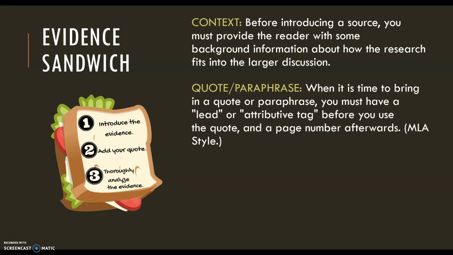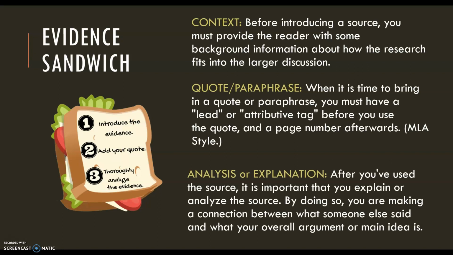So we establish the context, then we attribute the quote with an author tag. Usually, remember, if it's the first time we're using that source, we want to do it narratively, where we establish the credentials of the author, and then we move on and introduce that. And then we want to put in our analysis and explanation. So this is our opportunity to explain the importance of that source in the grand scheme of the paragraph and ultimately the grand scheme of the paper.